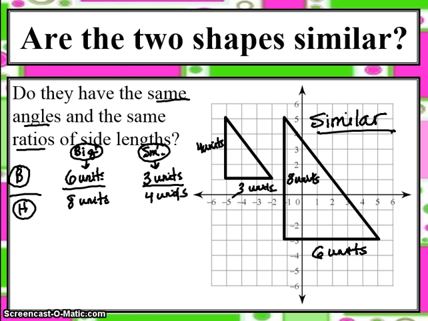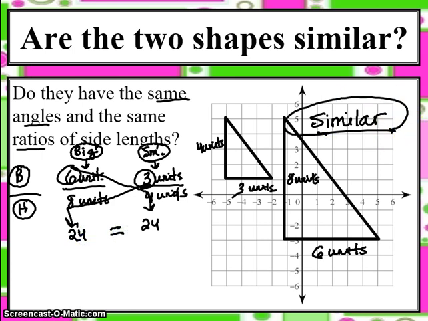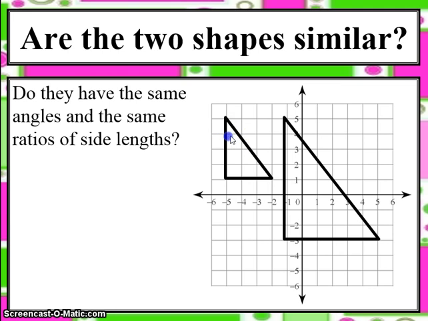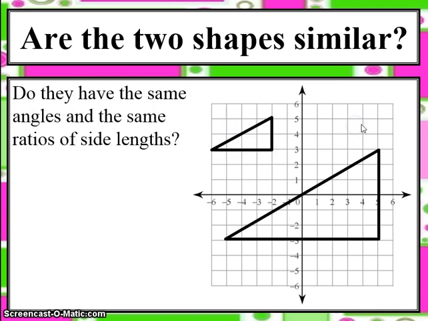That's how you would reduce it, and this is what it would look like if you would use your cross products. 6 times 4 is 24. 3 times 8 is 24. So they're equal in value. That means that these shapes are similar. Let's try another example. Are these two shapes similar? In other words, do they have the same angles, and are they the same ratios of sides?